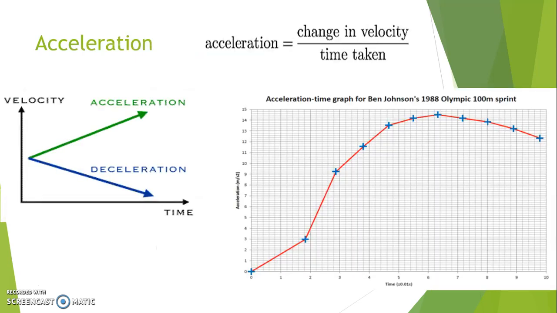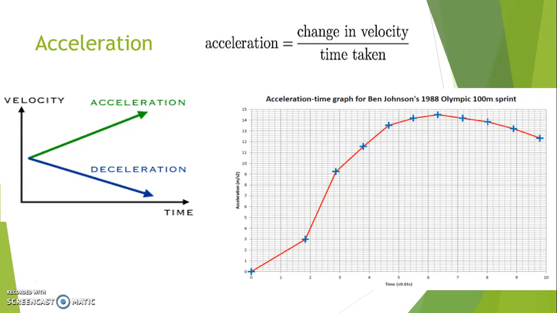So acceleration. Acceleration is the rate of change of speed and velocity, and it's measured in meters per second squared. Acceleration equals the change in velocity divided by the time taken, as you can see. Looking at the graph on the left, it shows the green line as the constant acceleration and the blue line as the negative acceleration. The change in angle of the slope of the graph equals the change in acceleration.